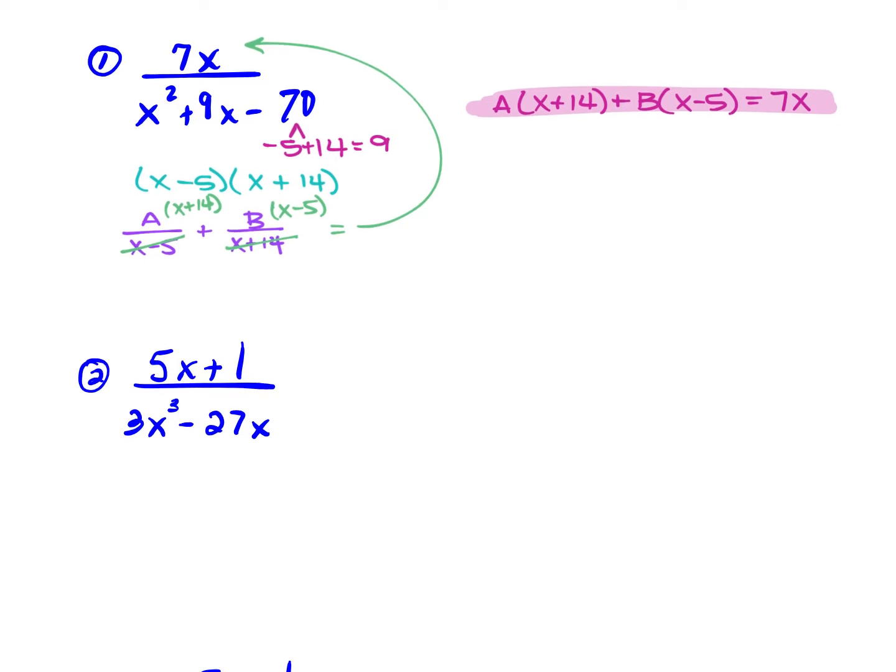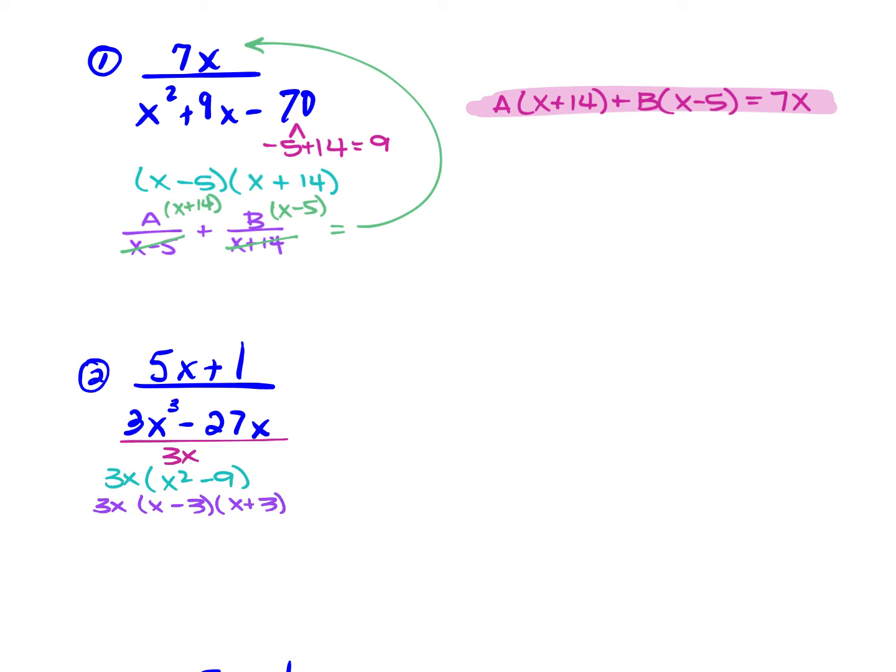For number 2, we're given 5x plus 1 over 3x cubed minus 27x. Factor the denominator. You have a greatest common factor with your denominator. It is 3x. So start by factoring that out. That leaves you with 3x times x squared minus 9. That x squared minus 9 is not factored fully. It is a difference of squares, so keep factoring it to where it's completely factored. This would give you 3x times x minus 3 times x plus 3.